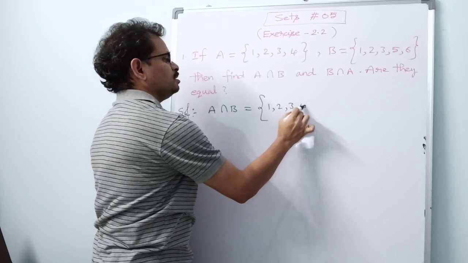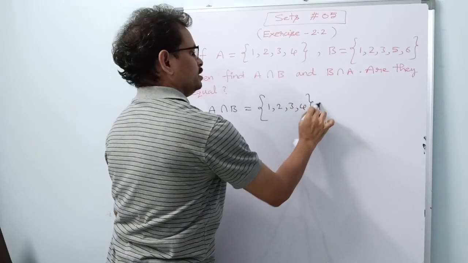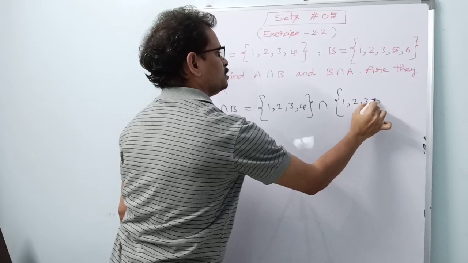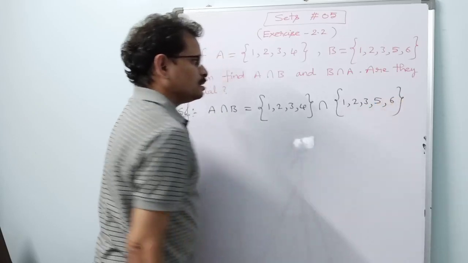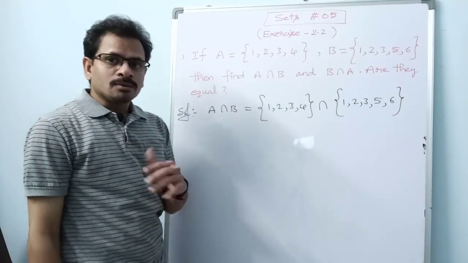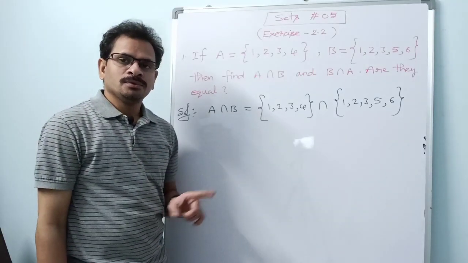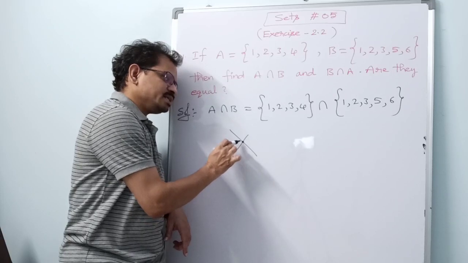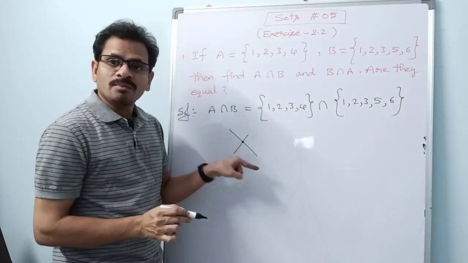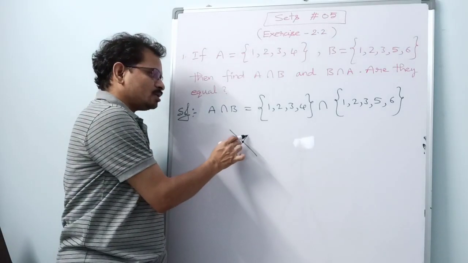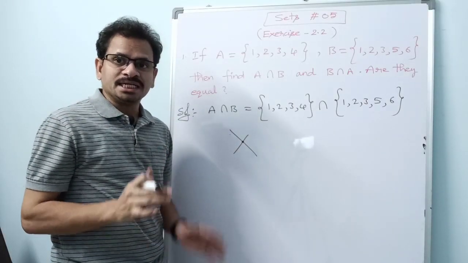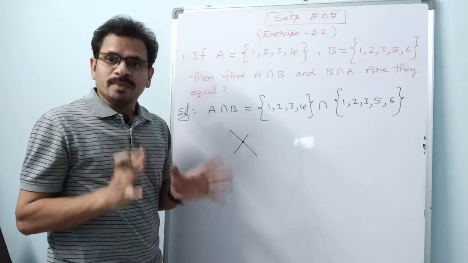{1, 2, 3, 4} intersection {1, 2, 3, 5, 6}. Intersection means what? Which example did I give you for intersection? Two straight lines cut at one single point. That single point is common to both the straight lines. This point is common to this line as well as this line. So keep that point in mind. No confusion. Intersection means it is common.